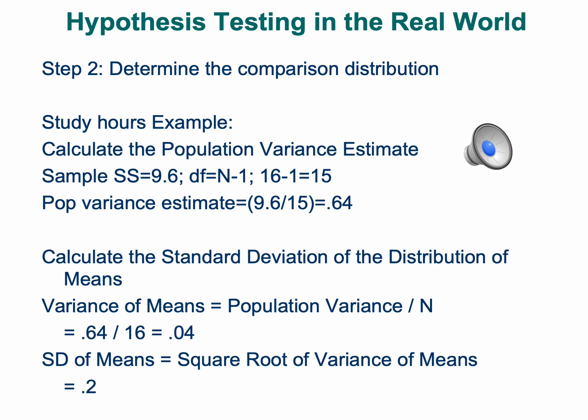So the variance of the means equals the population variance, which we've estimated up top at 0.64, divided by the sample size, which was 16, and we get 0.04. Okay, that's the variance of the means. Now to get the standard deviation of the distribution of means, we take the square root of 0.04 and we get 0.2. That's the standard deviation of the distribution of means based upon the sample size of 16 and a population variance of 0.64. So now we're set up to start doing our hypothesis testing, now that we have the comparison distribution mapped out with the population variance estimate derived from the sample.